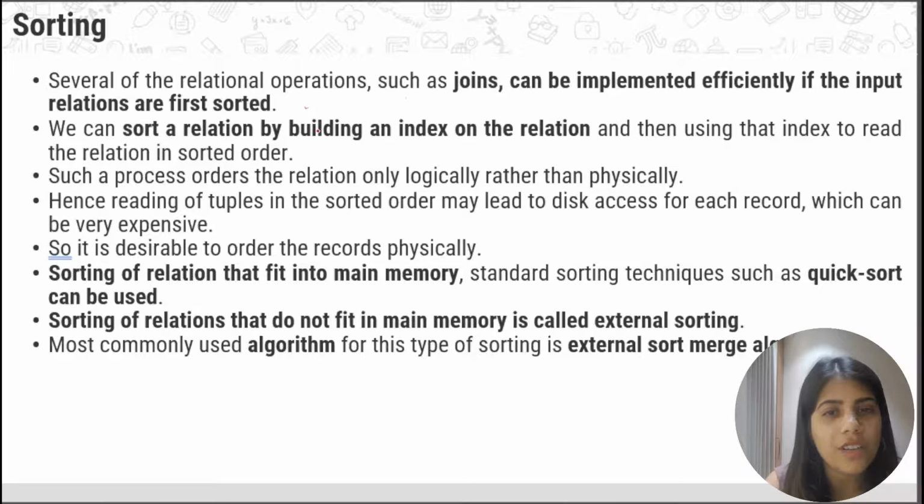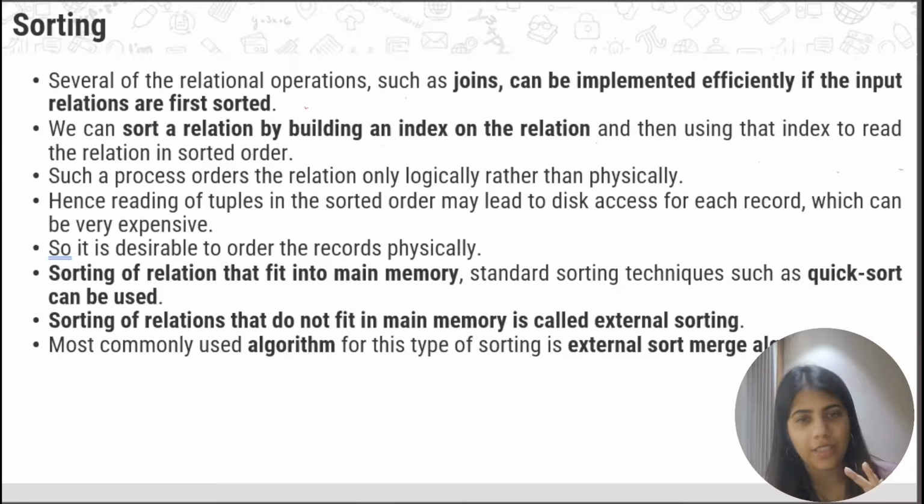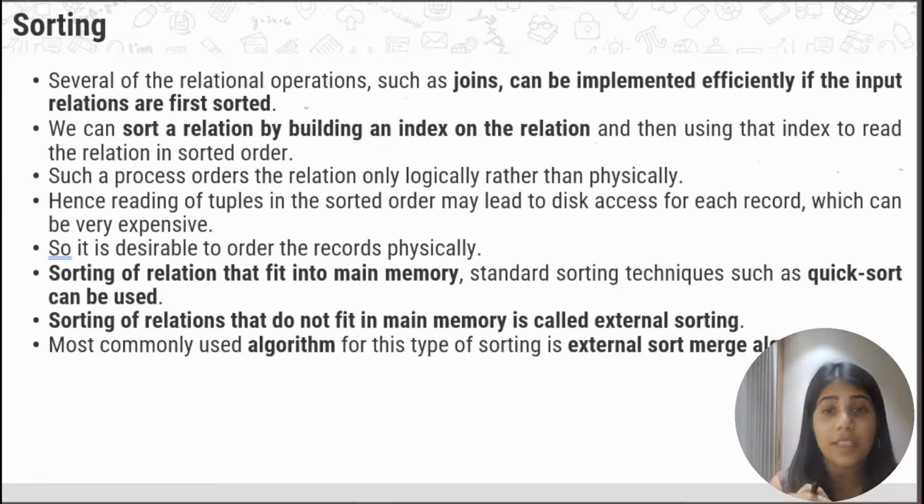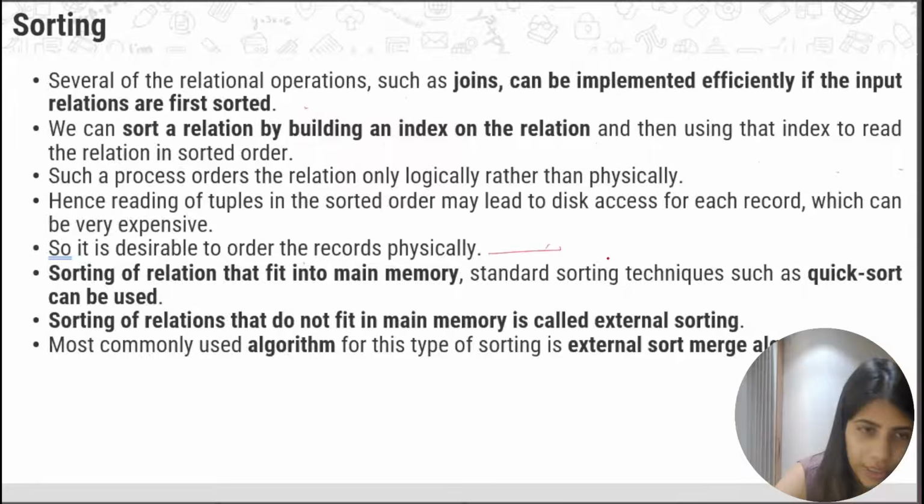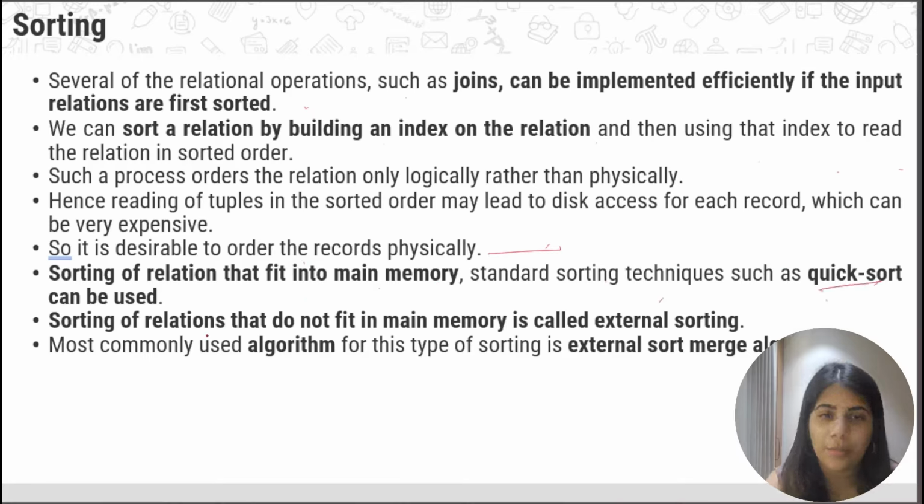We can sort a relation by building an index on the relation and then using that index to read the relation in sorted order. Such a process orders the relation only logically rather than physically. Hence, reading of tuples in sorted order may lead to disk access for each record, which can be very expensive. So, it is desirable to order the records physically instead of logically. For sorting of relations that fit into main memory, standard sorting techniques such as quicksort can be used.